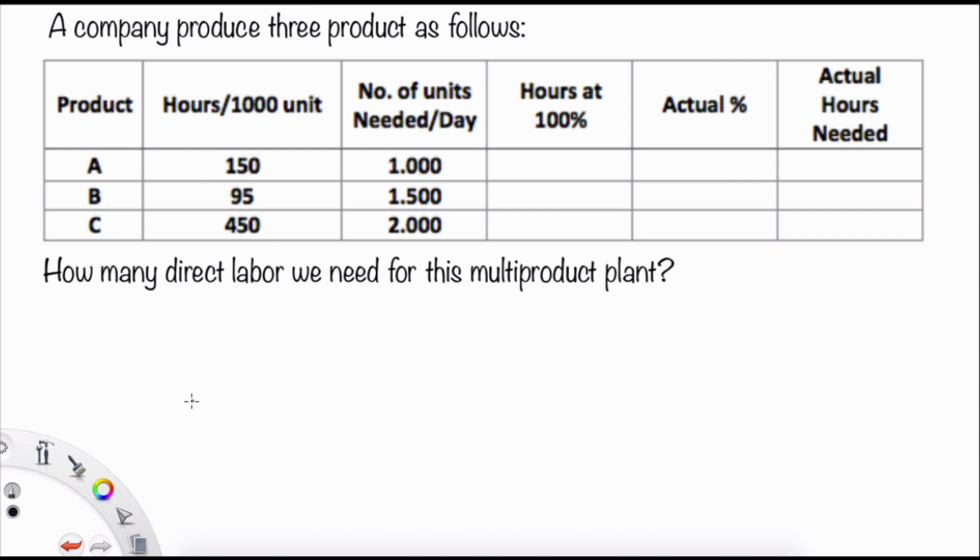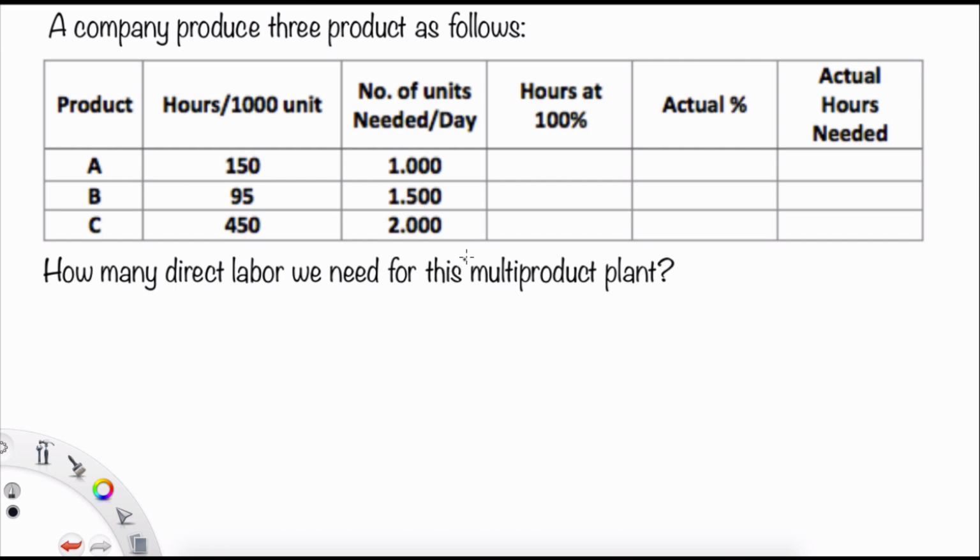Now let me give you a more complicated exercise. Many companies are actually multi-product companies. It means that they produce more than one product in a plant. In this case, a company produces 3 kinds of product: product A, product B, and product C. The number of hours per 1000 units is 150, 95, and 450. The number of units needed per day is 1,000, 1,500, and 2,000.